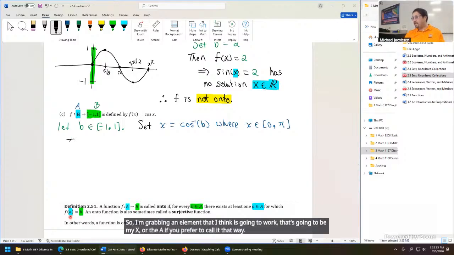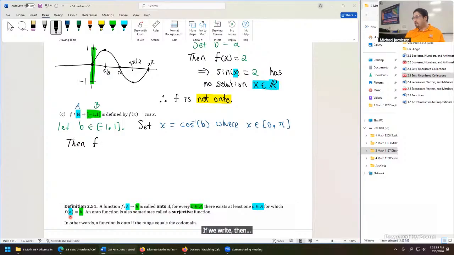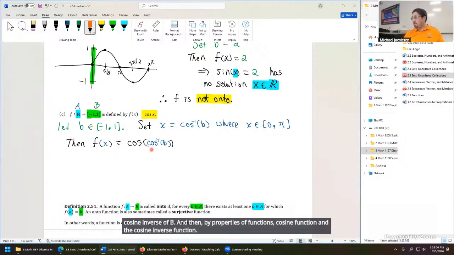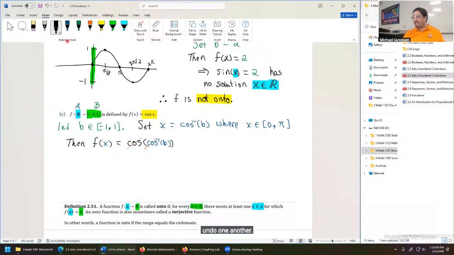If we write, then, f of x, that means we have to go back to the definition of f of x. This will be cosine, throw in what x was by another substitution, cosine inverse of b. And then by properties of functions, the cosine function and the cosine inverse function undo one another. It's a clean cancellation, and you get the output b.